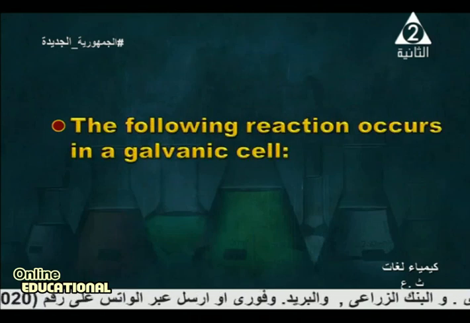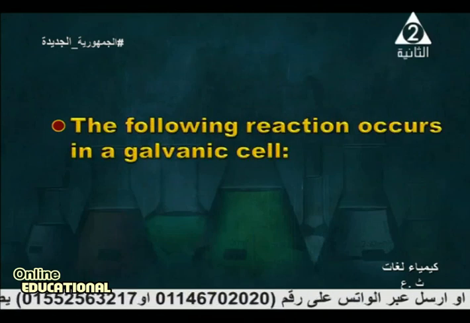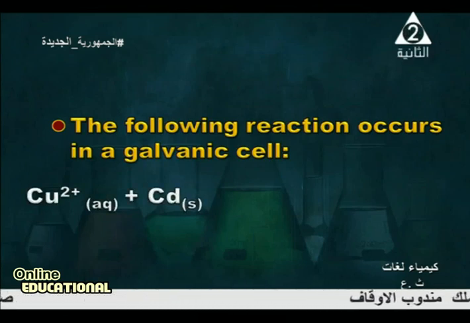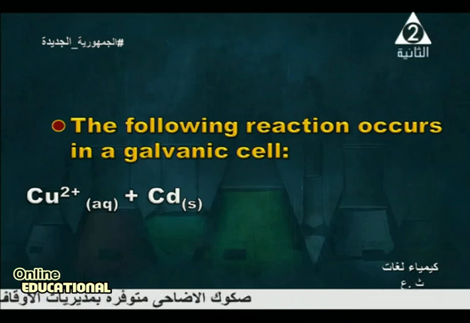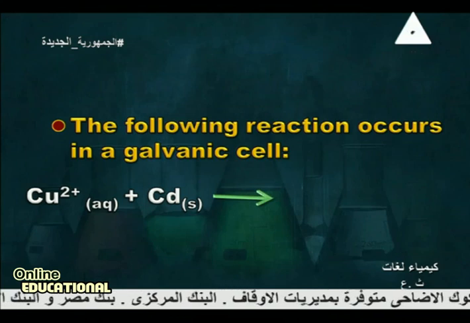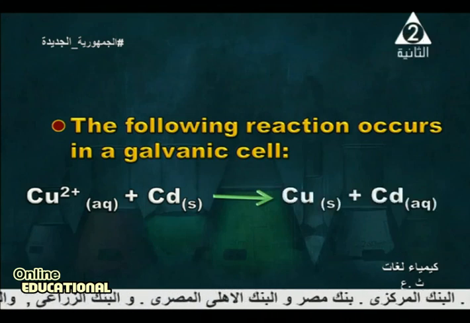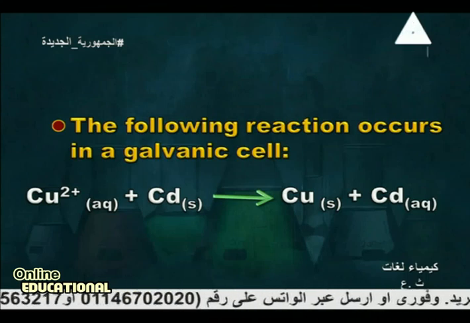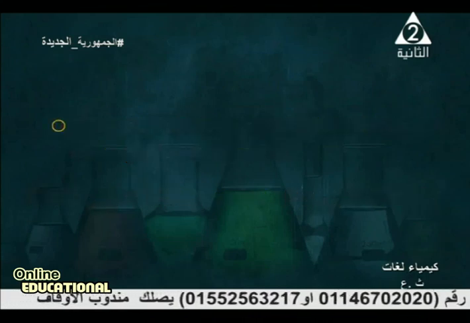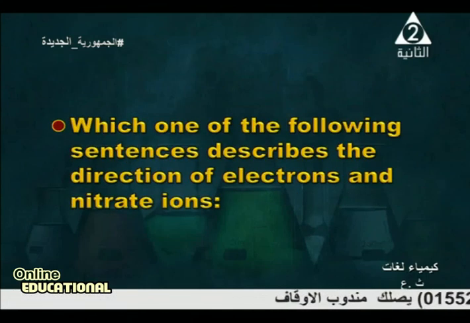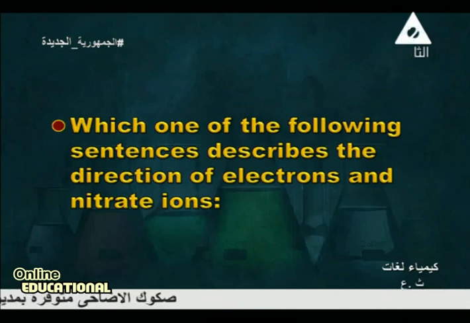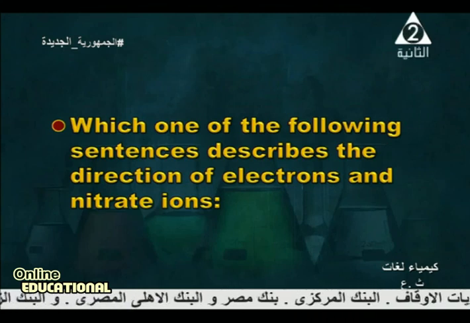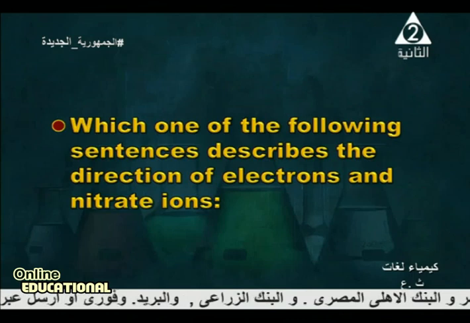The following reaction occurs in a galvanic cell: Cu2+ aqueous plus Cd solid gives Cu solid and Cd2+ aqueous. You have Cu only solid, and the cadmium becomes aqueous. You know, after that, for number 2, which of the following sentences describes the direction of electrons and nitrate ions? Direction of electrons. Yes, look at this.